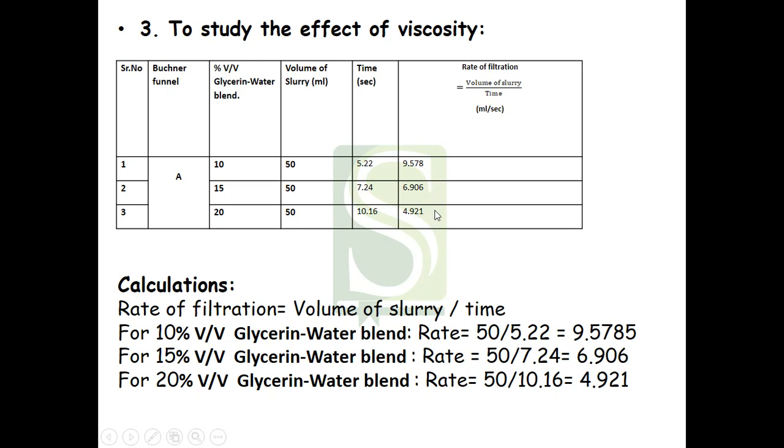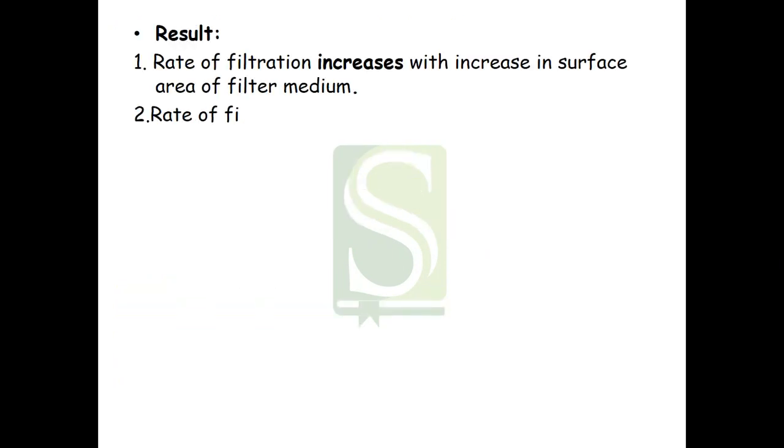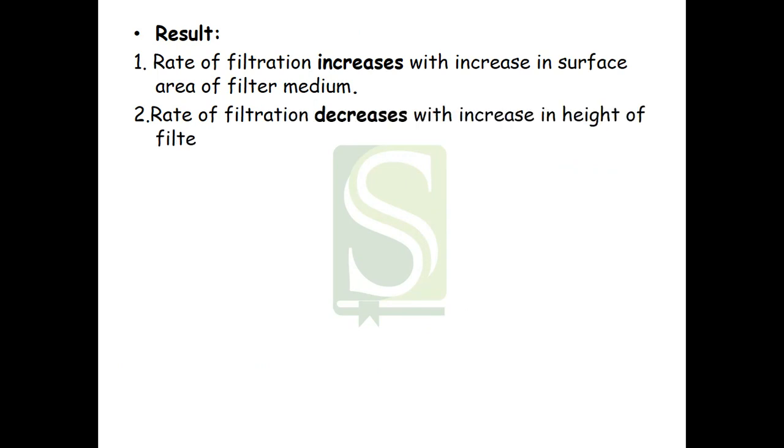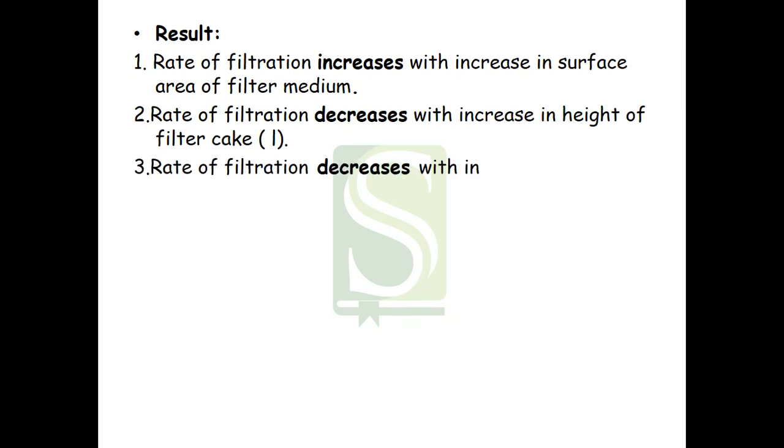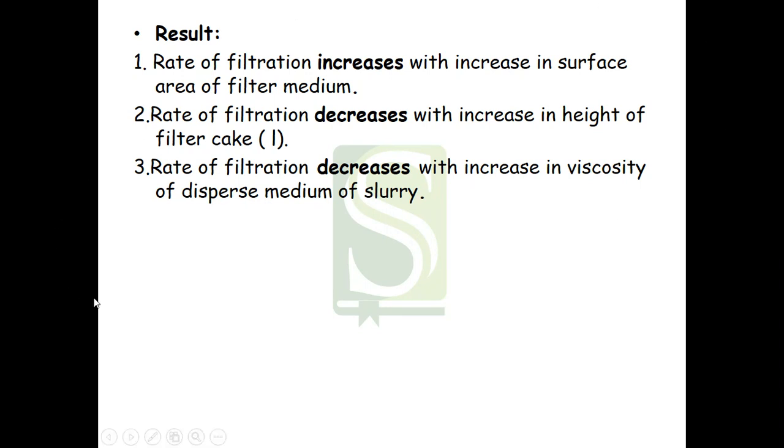Now only by observing this table you can say as the viscosity of the liquid increased, the rate of filtration decreased. Okay, so in the result we are just going to state the rate of filtration increases with increase in the surface area of the filter medium, the rate of filtration decreases with increase in the height of the filter cake, and the rate of filtration decreases with increase in the viscosity of dispersed medium of the slurry. So in this way we are going to report our results, right?